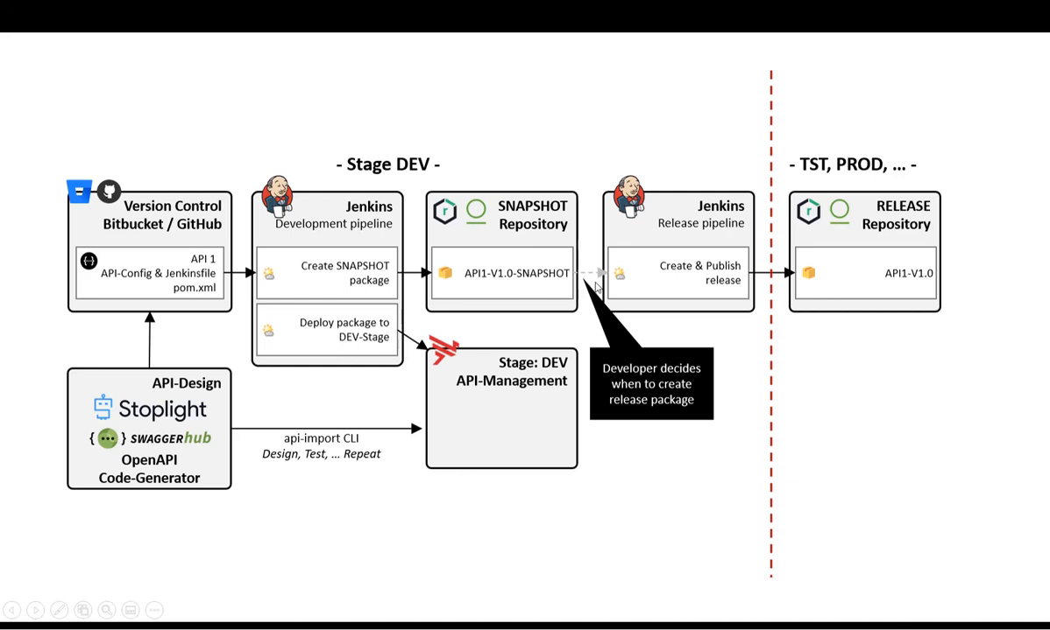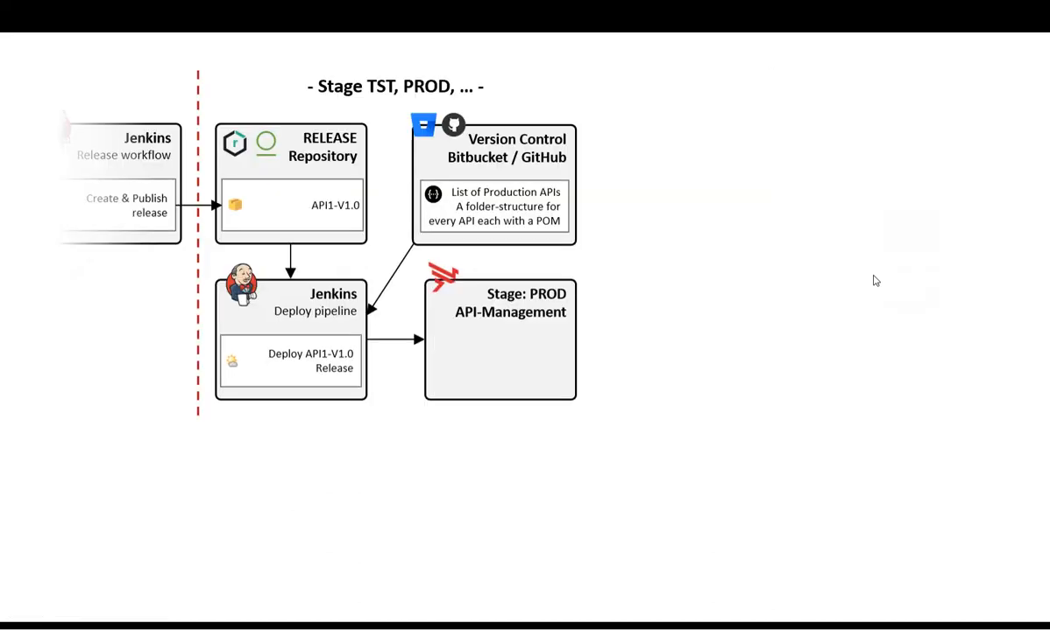When it is time, the developer releases that API to become maybe version 1.0, and then a similar process happens on all non-dev stages. But here, other people are responsible to control the desired state, what kind of API or which API version an administrator wants to have, maybe on a production system, and that is then managed in that version control system. So this is basically a different one.